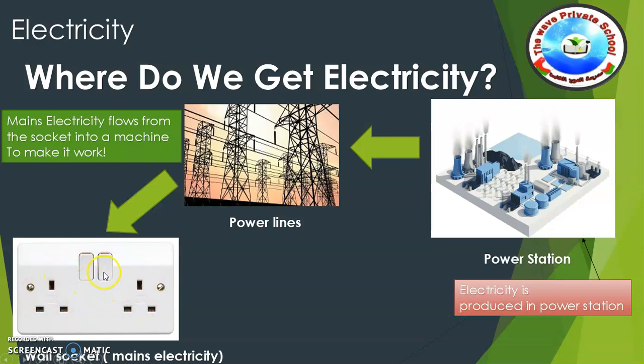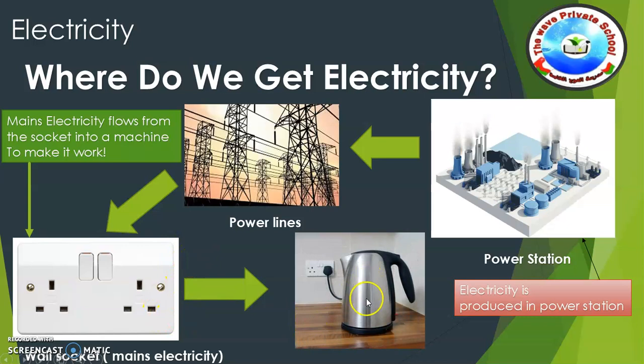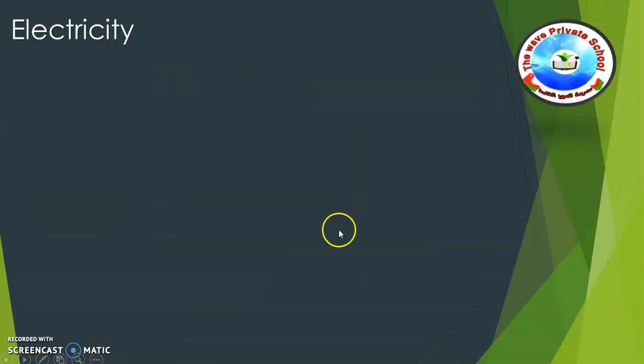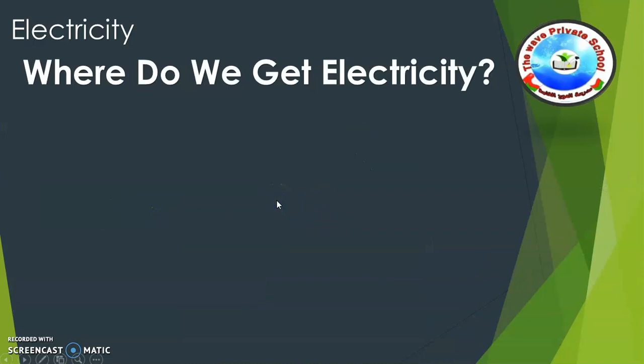That is the electricity that flows from the socket into the machine to make it work. So now, this mains electricity will be used by our appliances. This is how we get electricity. First one, from the mains electricity. There is also another way wherein we can get electricity.